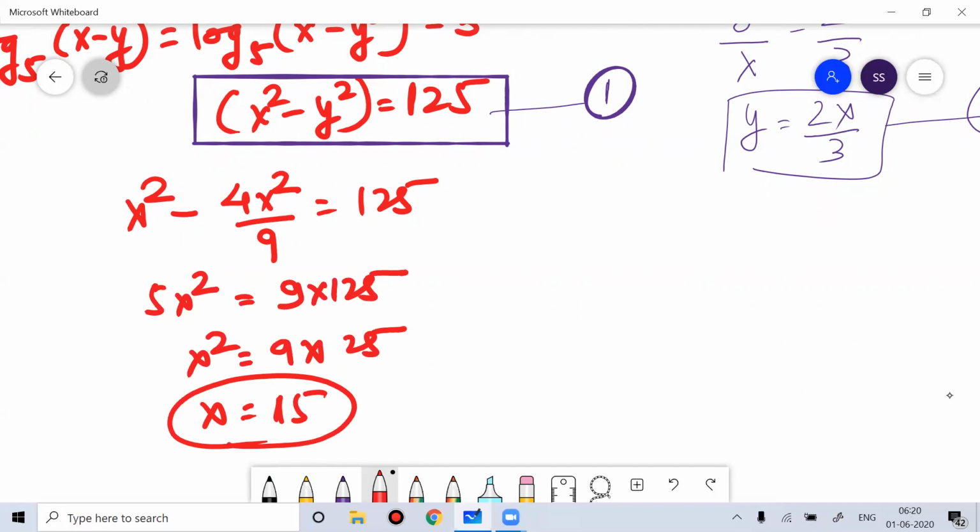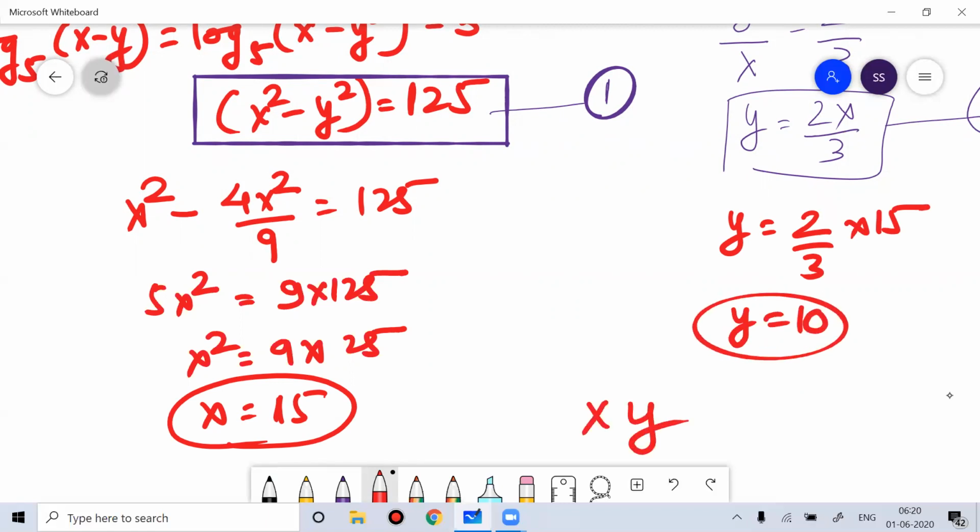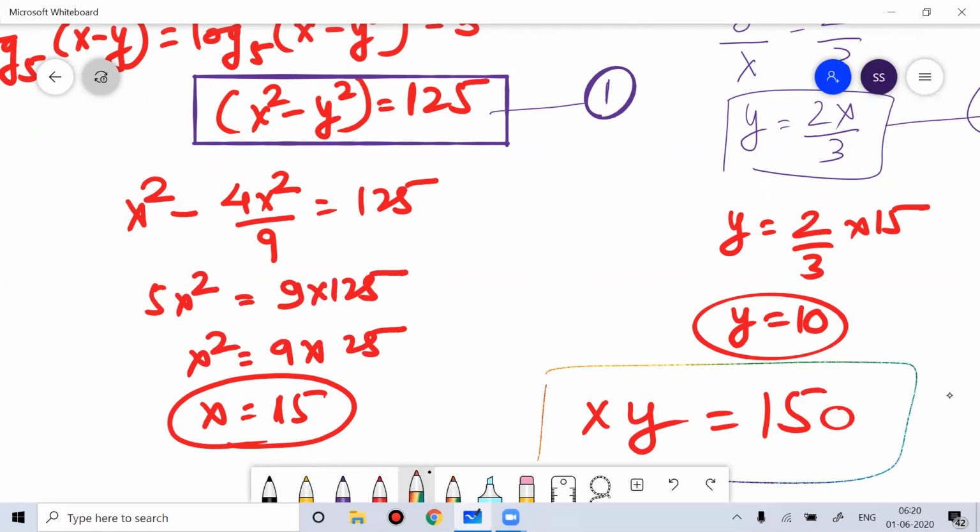If you get the value of x is equal to 15, so you'll get the value of y. The value of y would be 2 by 3 of 15. The value of y would be 10. So what is x into y? x into y would be 150.